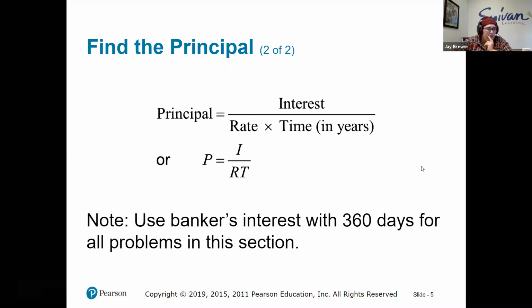Note, use banker's interest with 360 days for all problems in this section. That probably would have been helpful to know when I was working through the homework. See, we learned so much with the PowerPoints.